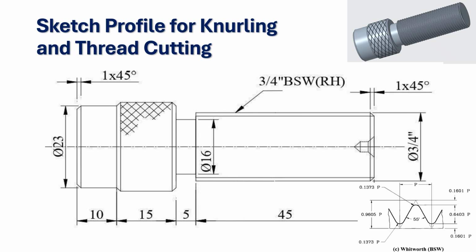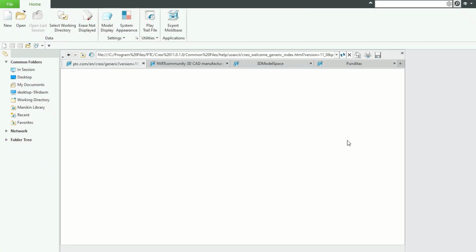Then every radius should be as per this guideline. For example, this radius should be 0.1373 times the pitch value, and this overall height should be 0.9605 times P. Okay, now we are going to create the fourth exercise in Manufacturing Technology 2 practicals, part modeling.